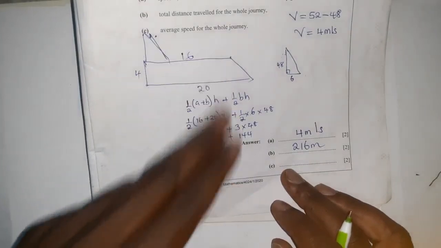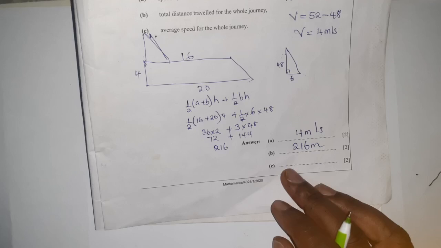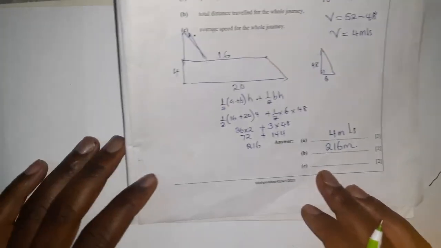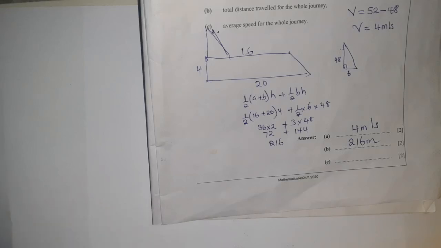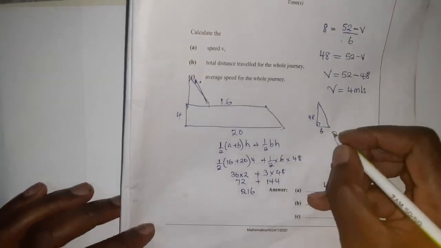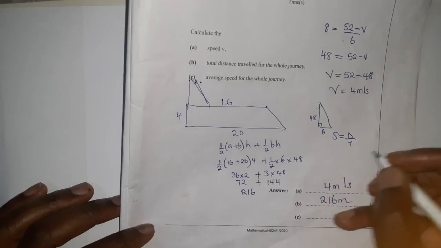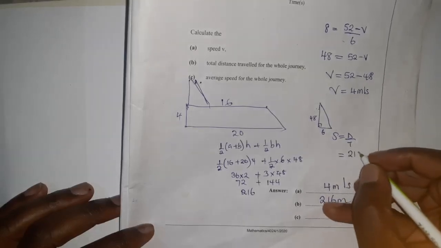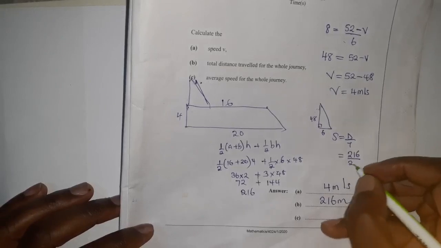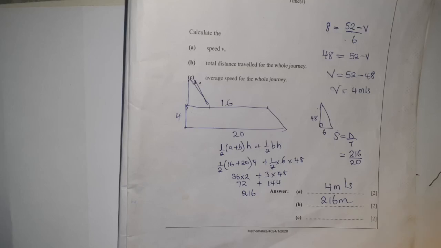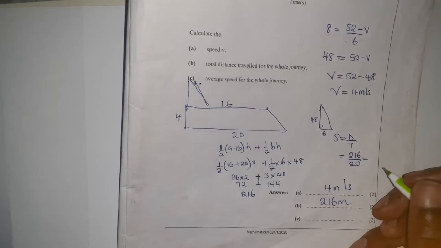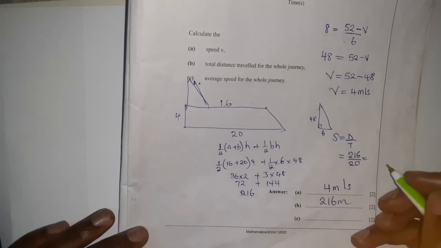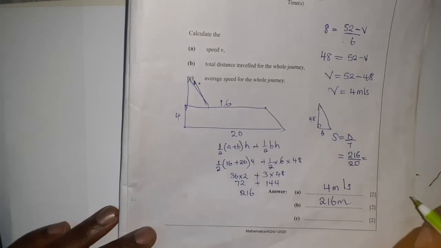Then average speed for the whole journey. The average speed for the whole journey, what are we going to find here now? Okay, so speed is equals to distance over time, isn't it? Speed is equals to distance over time. Our distance is 216 over time, which is 20. So you have to divide this one here. What do you get? You can either leave it in a fraction form, or you can leave it as a decimal.